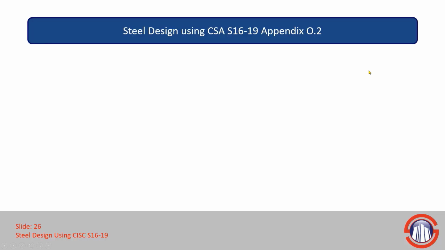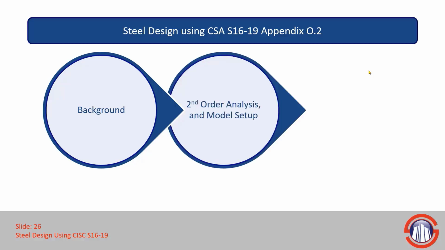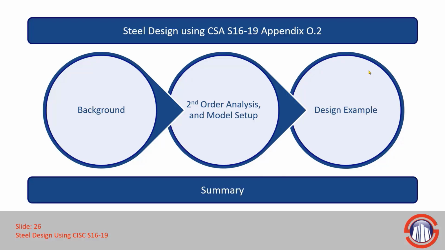So today we talked about steel design using the CSA S16-19 Appendix O.2 process that's been described. We went into a little bit of details on the background, again just scratching the surface because there's a lot that we can cover here, but we just don't have the time today. We then looked into second order analysis, how that can help us really capture the true behavior of our model and set us up for success with the steel design process. And then we went through a few design examples as well. Now I just have a few summarizing points to make, and then I'll open up the floor for you guys to ask any questions.